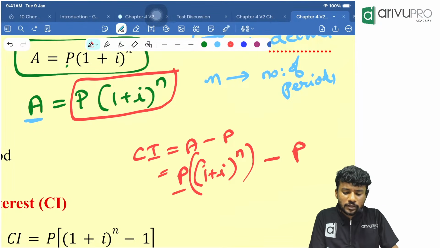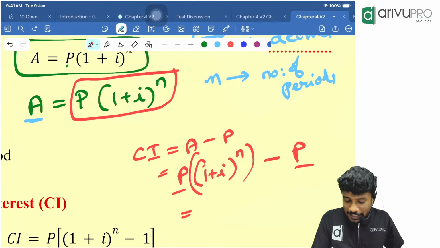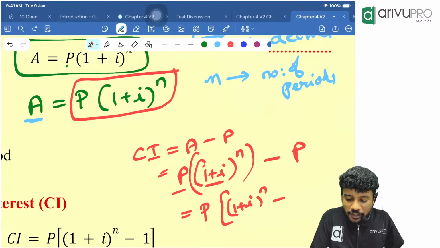What is common in both of this? P is common in both of this. I will take the P common outside. It can be written as P into, what is remaining here? 1 plus I the whole power n. What is remaining here? 1.